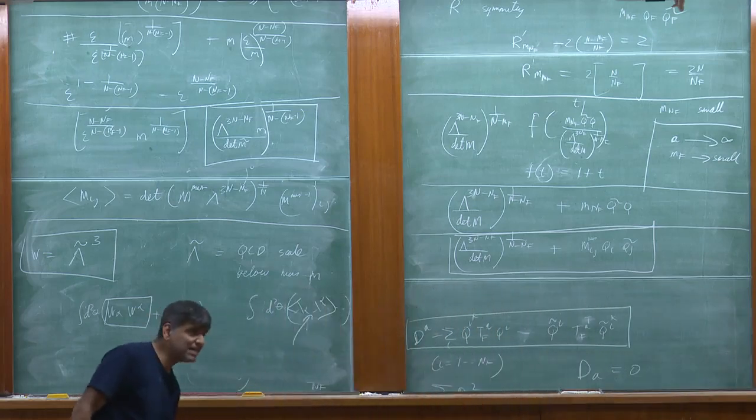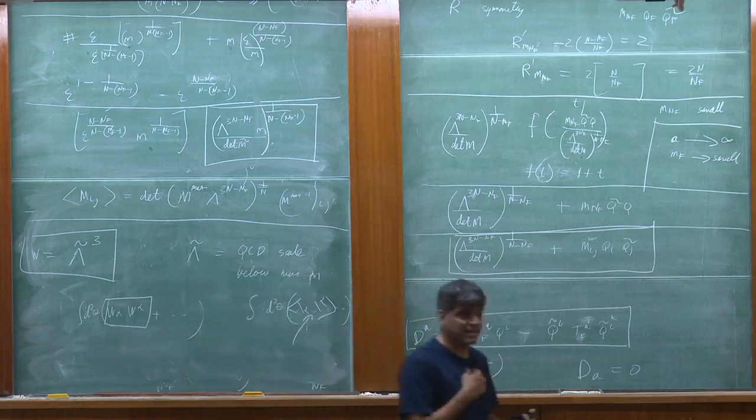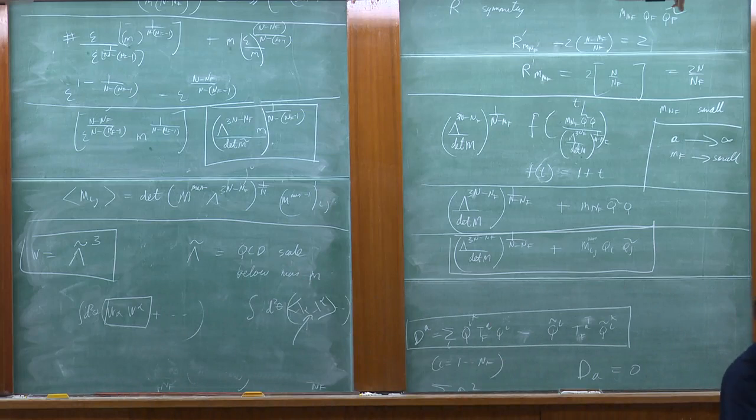In the next class we will continue our discussion of the N equals 1 theory, but now moving away from NF less than N. We'll come to these baryonic superpotentials that Siddharth was talking about.